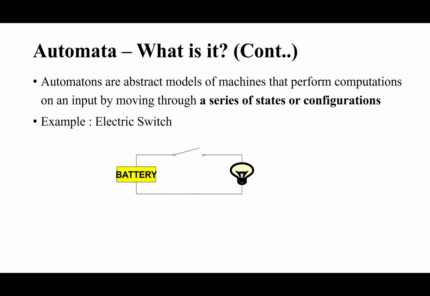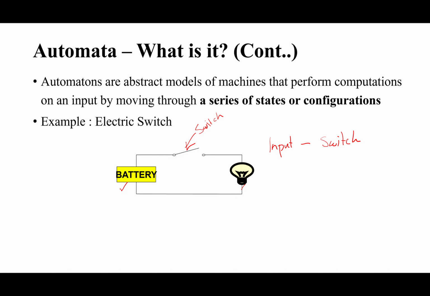So we will see one example. Here we have taken the example of an electric switch. This is a switch, this is a battery and this is a bulb. If we want to glow the bulb, we will switch it on. So here we are going to see what the input is. The input is the switch. Why is the input a switch? By pressing the switch, based on that, the bulb will glow or it won't.